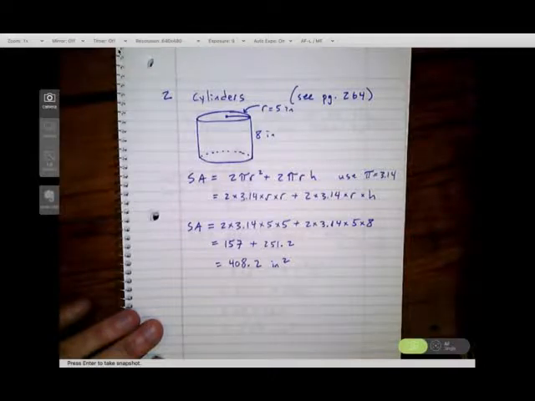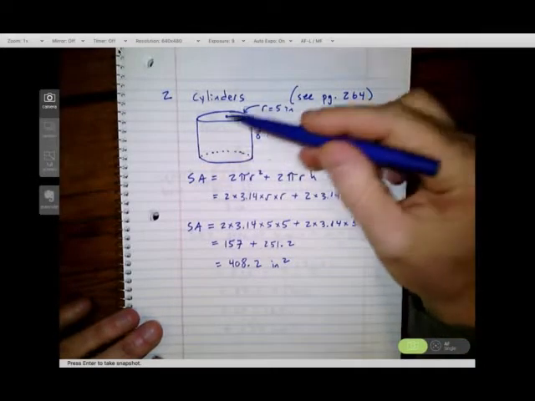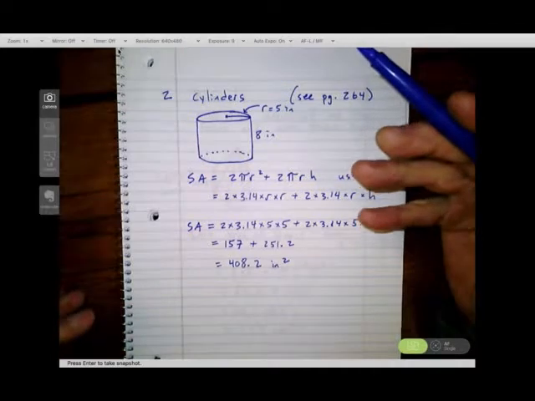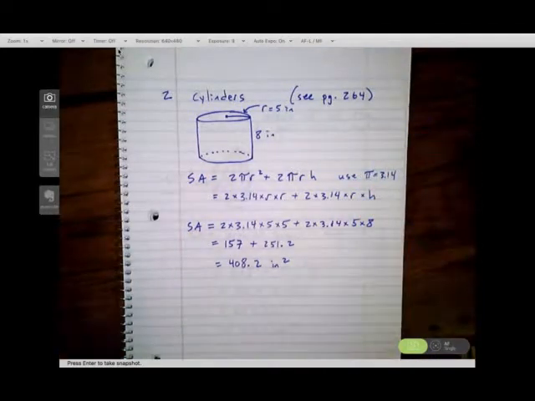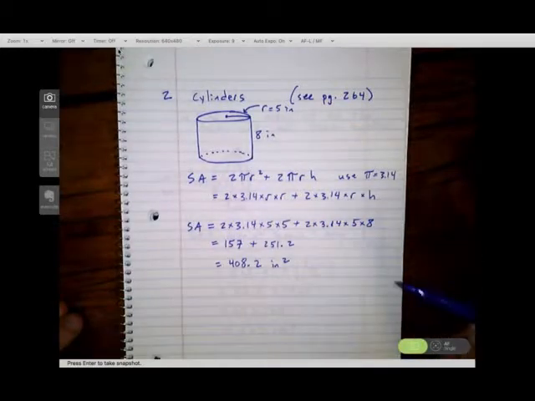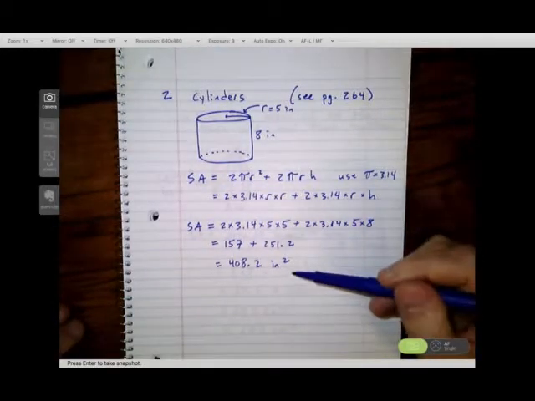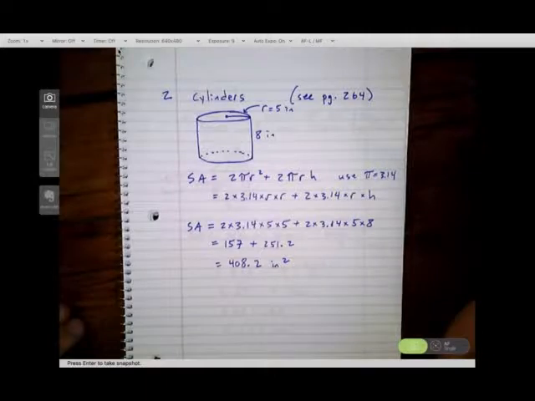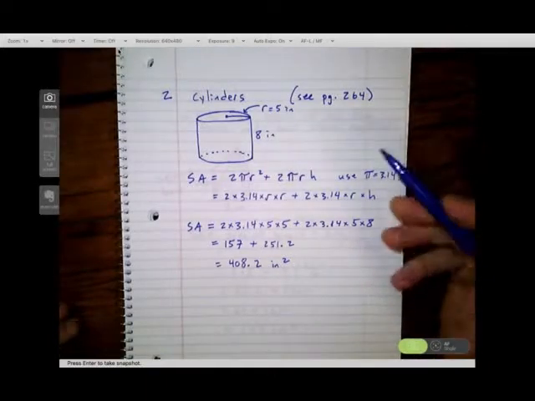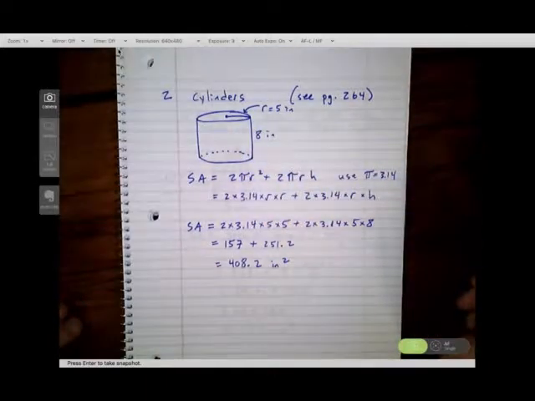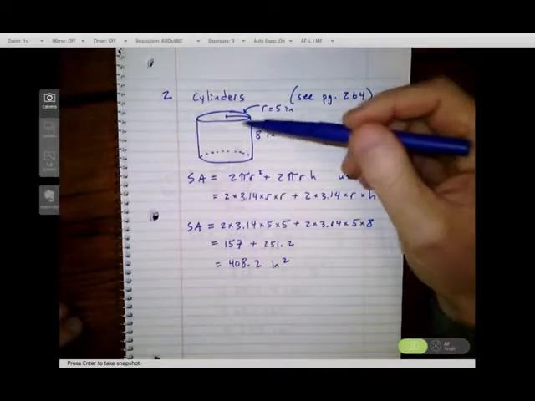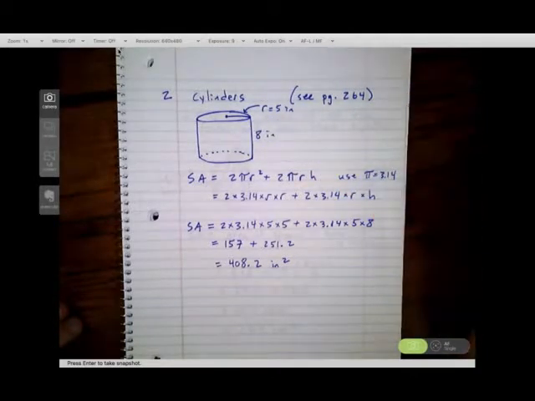Okay? So again, surface area for a cylinder would be, if you think of like a can, how much aluminum or how much material do we need to actually build the can. And so in this case, we need 408.2 square inches of material to build a cylinder this size. The space inside the cylinder we're going to do next week, that's called volume.